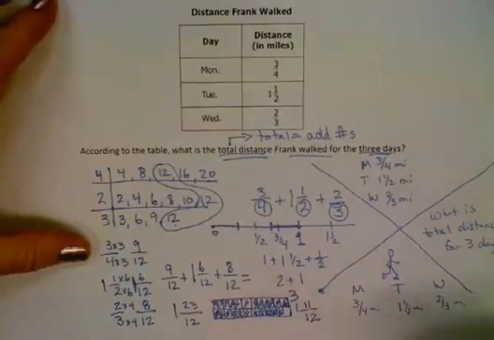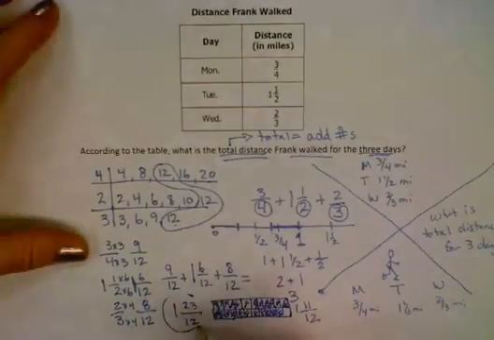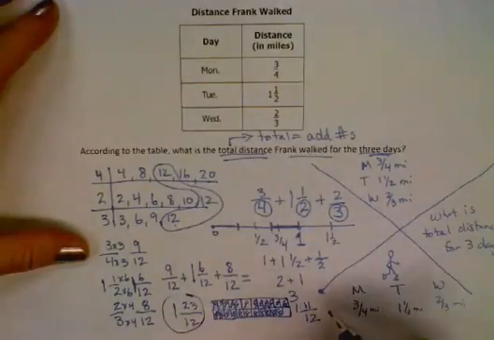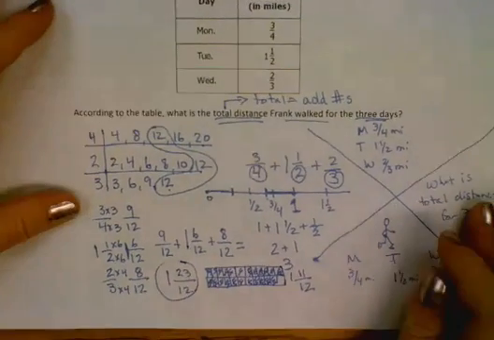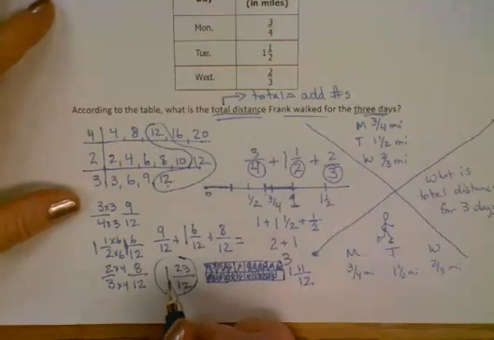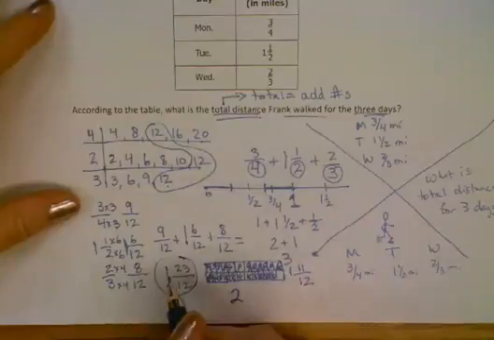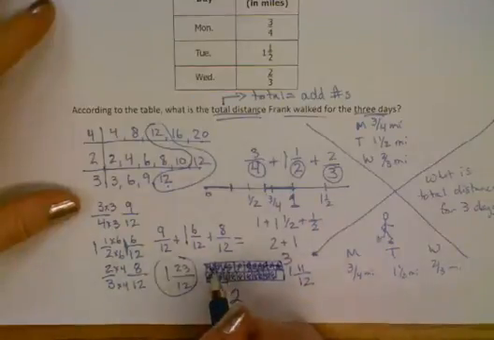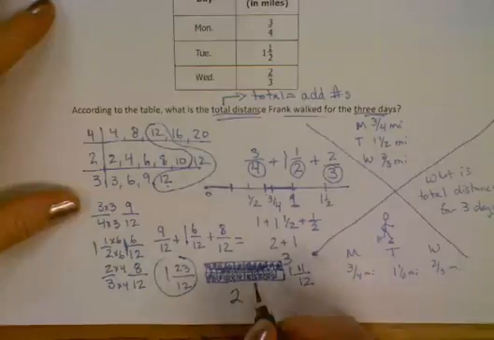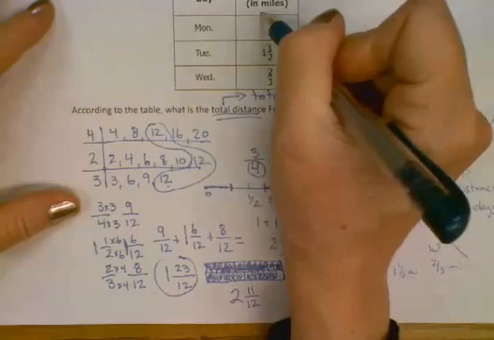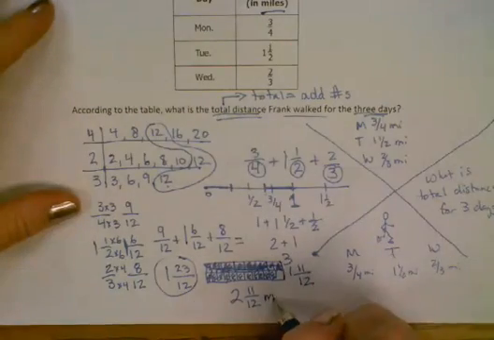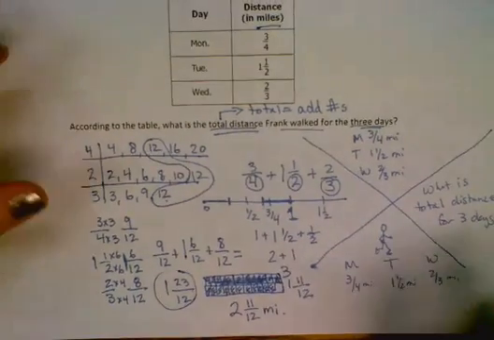11/12. So here's where I started, but I changed 23/12 into 1 11/12. So now I have 1 and another 1. I have 2 wholes. I have this whole plus this whole here, and then 11/12 miles. Frank walked 2 11/12 miles.